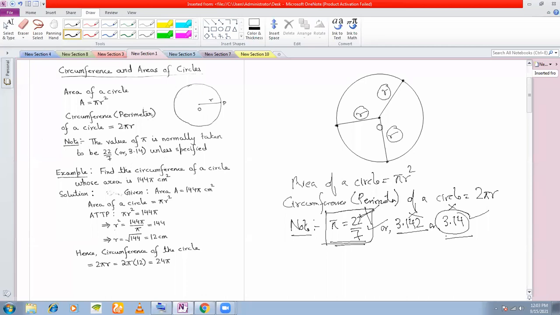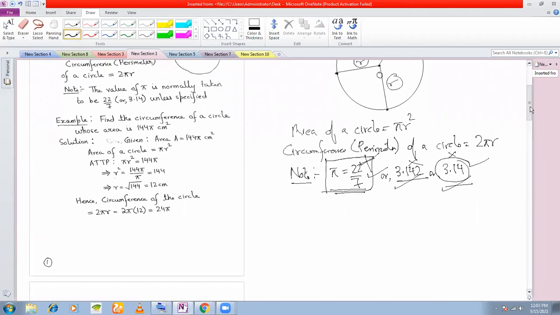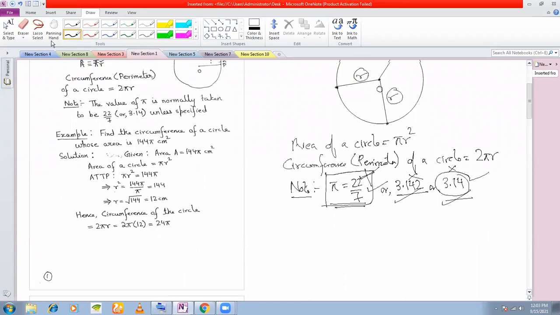That is recommended. But if it is convenient for you, you can take the value of pi as 3.142 also. You can take the value of 3.14 also. But normally we take 22/7. Let us come to a problem here.